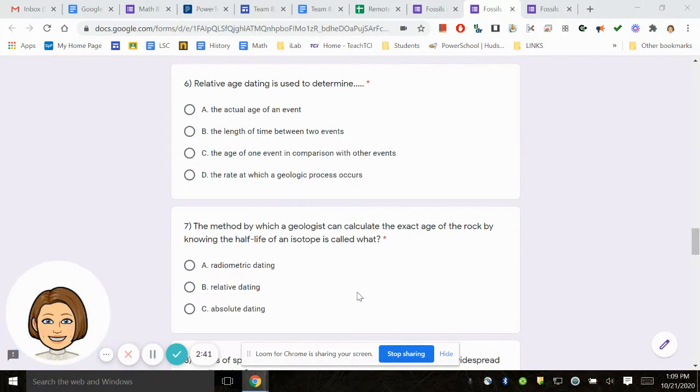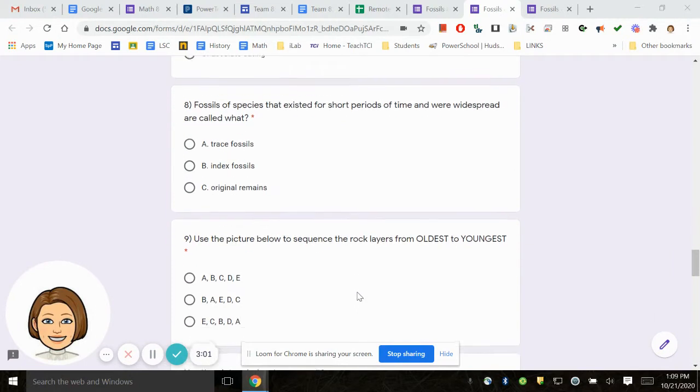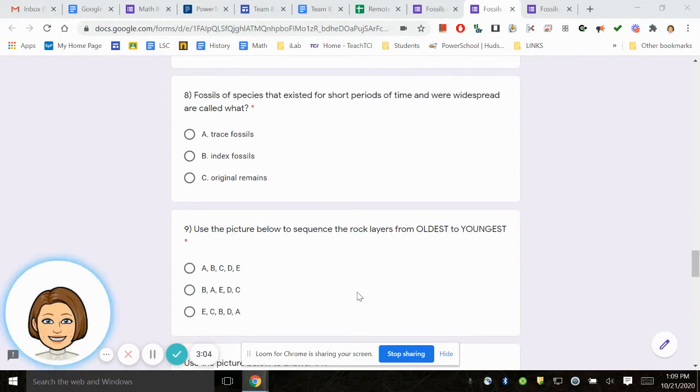Number 7. The method by which a geologist can calculate the exact age of the rock by knowing the half-life of an isotope is called what? A. radiometric dating, B. relative dating, C. absolute dating. Number 8. Fossils of species that existed for short periods of time and were widespread are called what? A. trace fossils, B. index fossils, C. original remains.